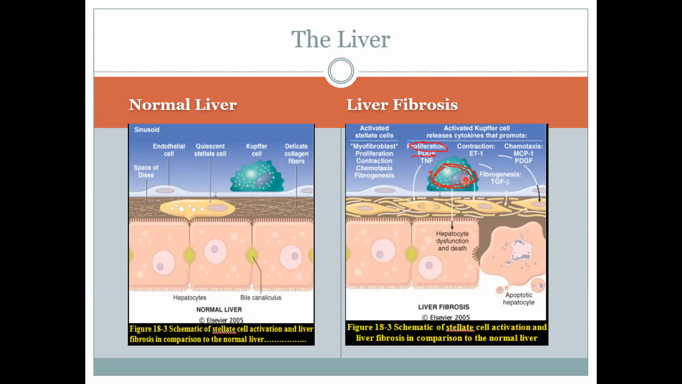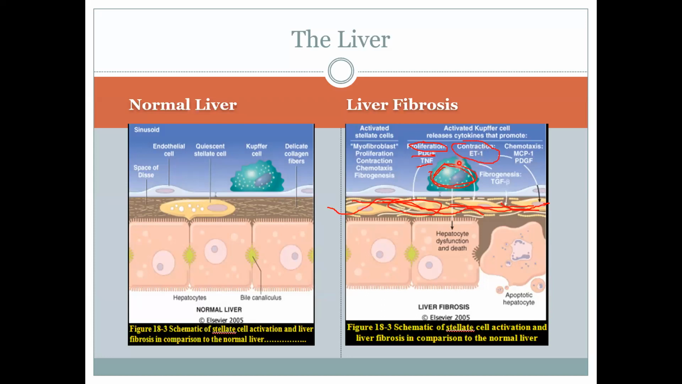Once the Kupffer cells are activated, they are going to make cytokines. These are specialized cytokines that do the following: proliferation, such as PDGF, the platelet-derived growth factor, or the tumor necrosis factor, which exert their effect on the stellate cells manning the perisinusoidal space, making them divide and proliferate, filling up this perisinusoidal space, obliterating it altogether. Okay? That's the proliferation.